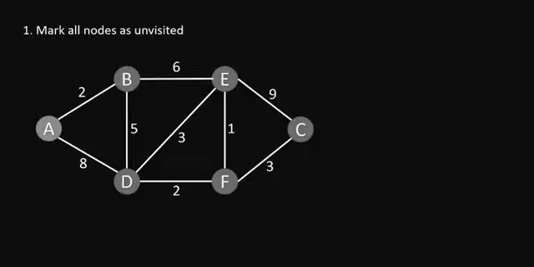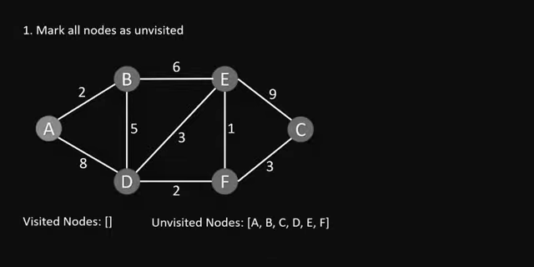The first information here is which nodes we have not visited yet. So in the first step, we mark all nodes as unvisited. So we create two lists: a list of unvisited nodes, which contains every node in the graph, and a list of visited nodes, that is empty in the beginning.